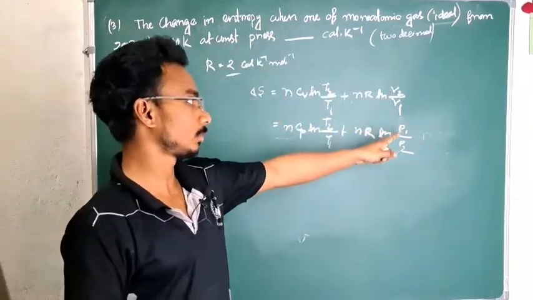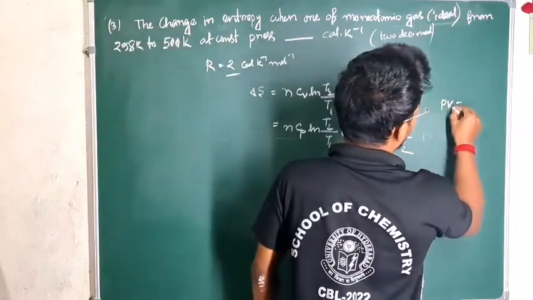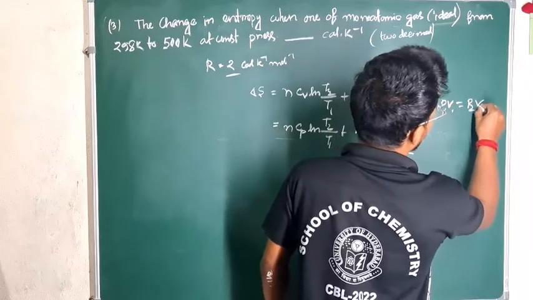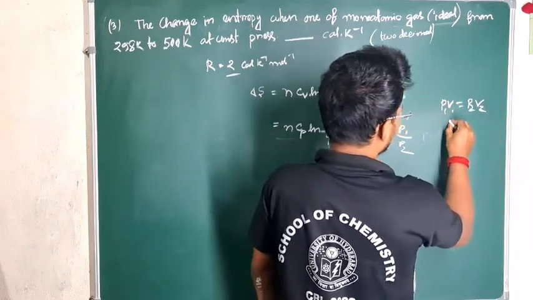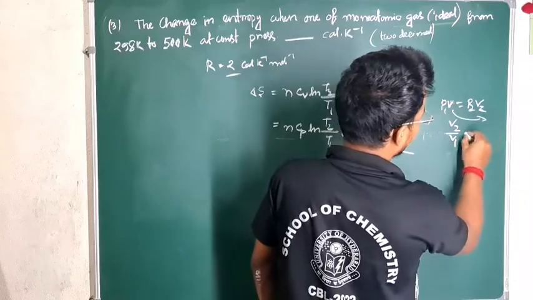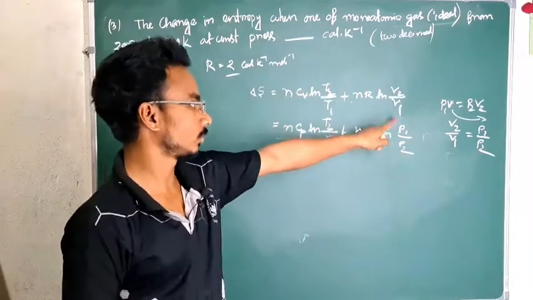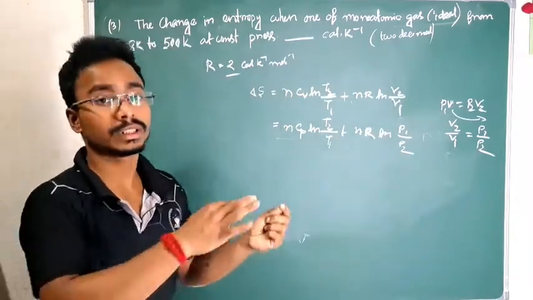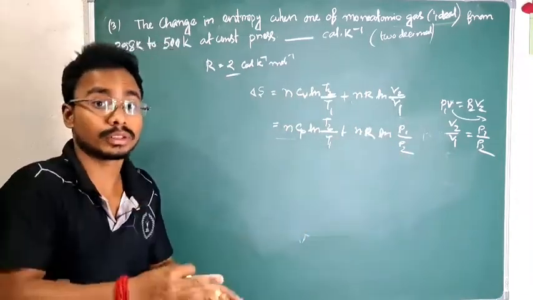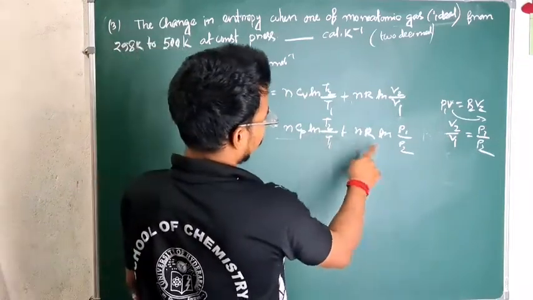Don't confuse that I am writing P1 by P2, because always remember this thing, P1 V1 equal to P2 V2. So if I wrote V2 by V1, this one is V2 by V1 equal to P1 by P2, just replace with that. Always think about formulas, make formulas in your minds. Okay, so nCp ln T2 by T1, this formula we need.